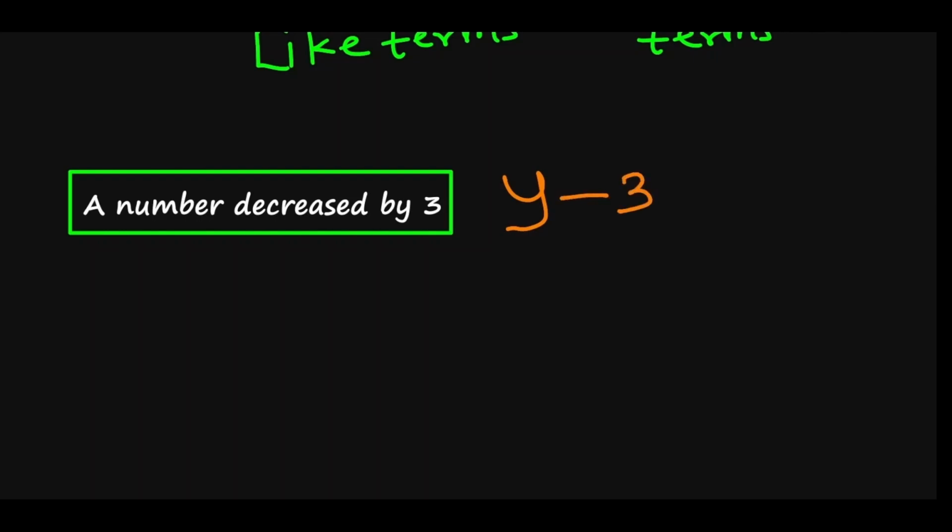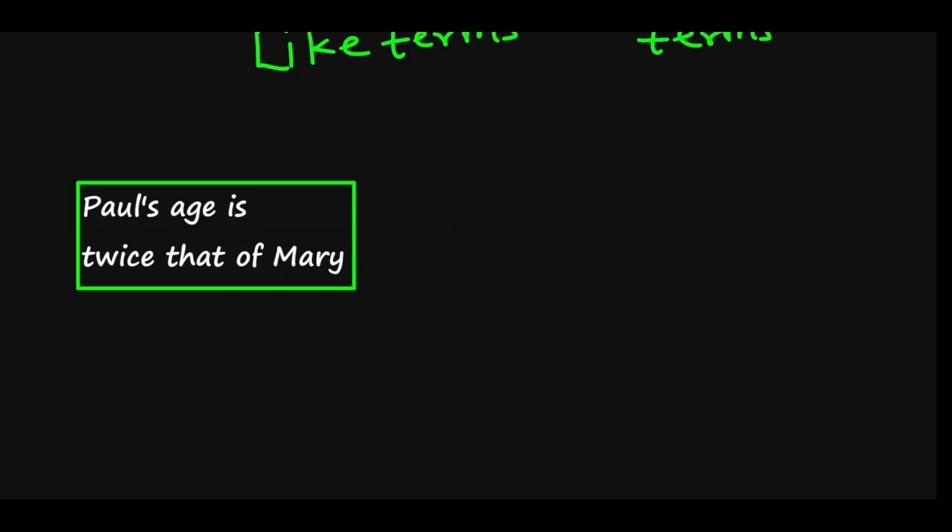Simple. Let's take another one. Now this one is a bit more word problemy, kind of. Paul's age is twice that of Mary. So how do you represent Paul's age in algebra?